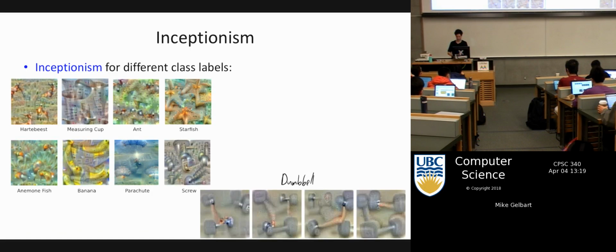And this dumbbell one in particular is great because it's revealing something about what the network learned, right? Which is that most of the images in the training set that contain a dumbbell also contain an arm. So it's interesting, right? If you say, give me the image that looks most like a dumbbell, you get these weird looking things with arms.